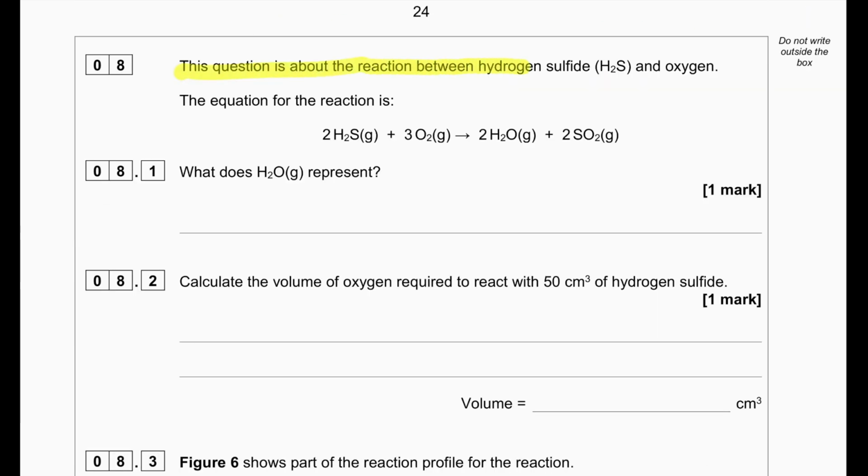This question is about the reaction between hydrogen sulfide and oxygen. The equation for the reaction is hydrogen sulfide reacting with oxygen to produce water and sulfur dioxide. What does the H2O(g) represent? It represents water vapor. You can also write steam and gaseous water, both correct.